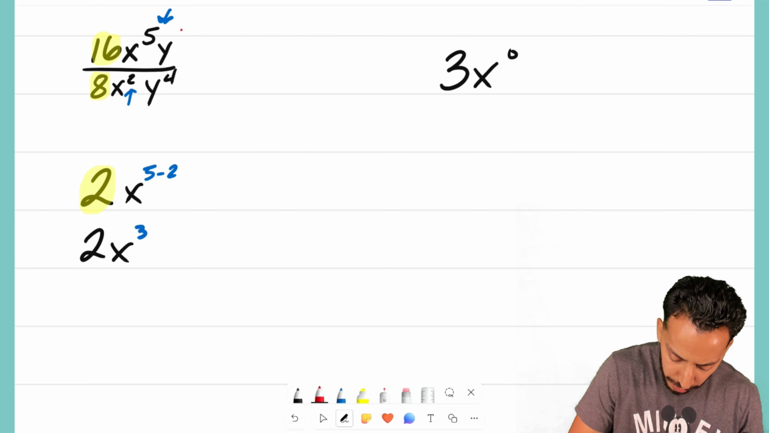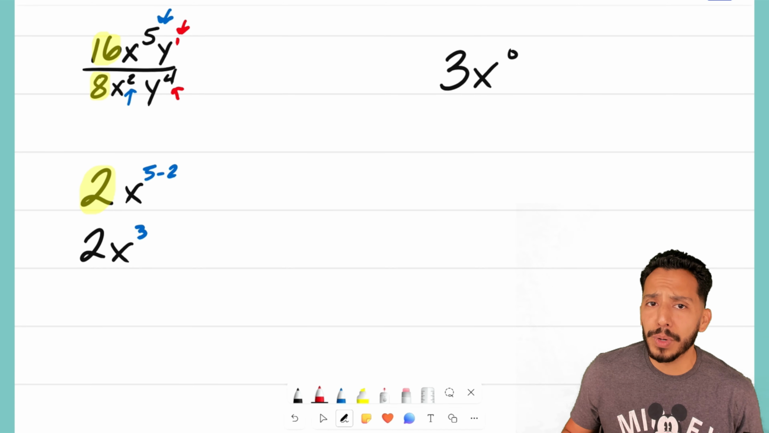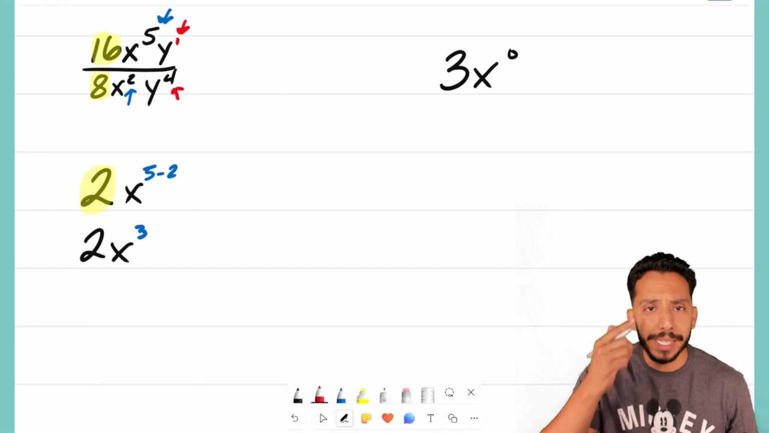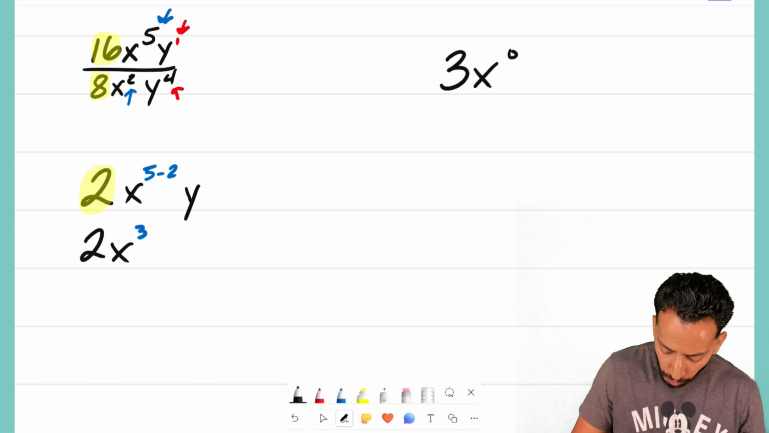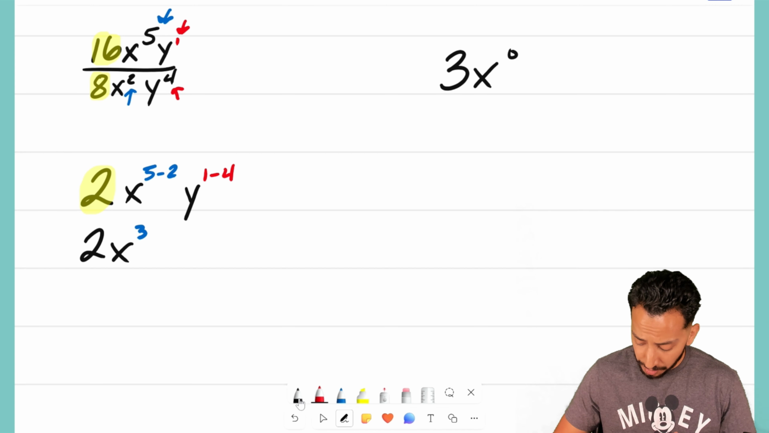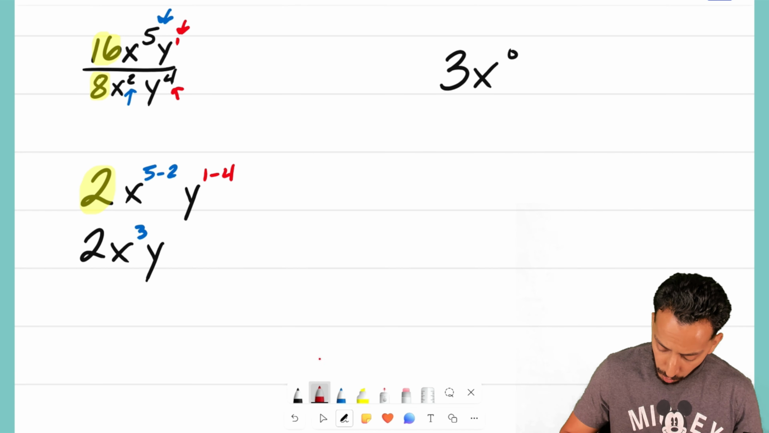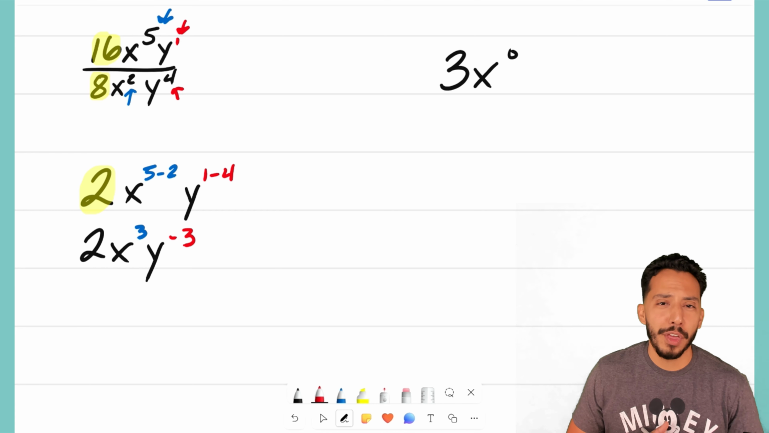Alrighty, let's do the next one now. We're going to change our color to red. We have to look at our y variables. Now look, the one on top didn't have one, so I put a 1 in to remind myself that for y, we're going to be subtracting 1 minus 4. And 1 minus 4 ends up being y to the negative 3 power.